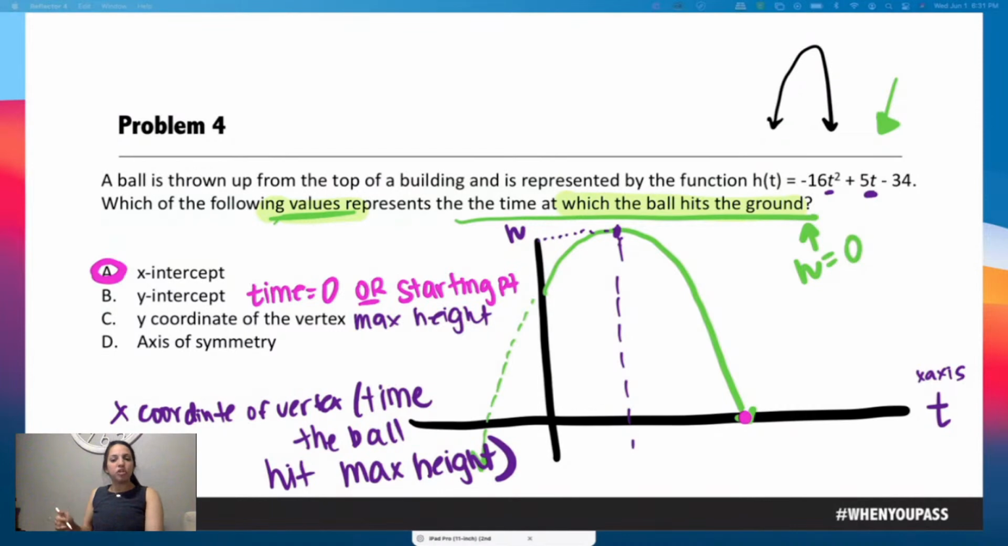An axis of symmetry is where that parabola can be folded in half, because symmetry is when something is the same on both sides. And the axis of symmetry is also the maximum height of the ball. So all that said, which of the values represents when the ball hits the ground? The x-intercept.